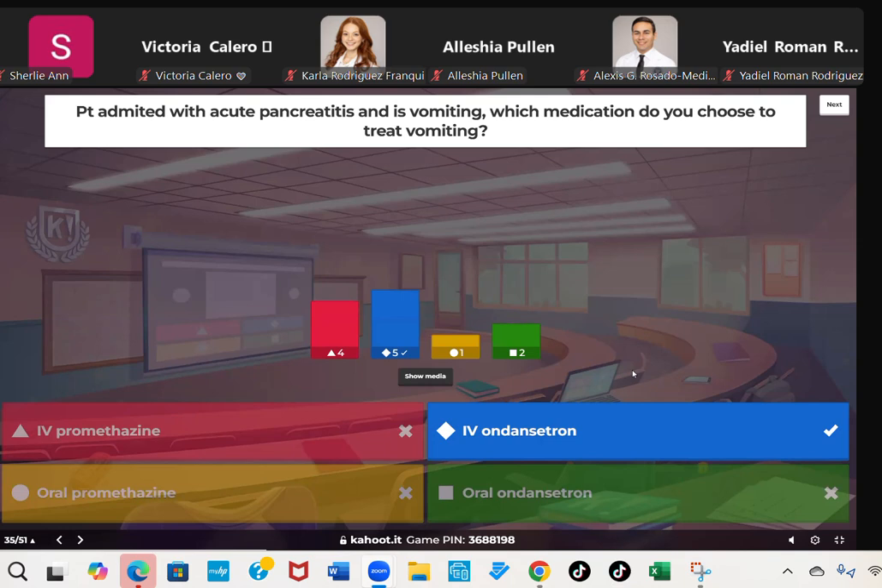All right, we're not going to use IV promethazine unless we are diluting it. We cannot push that into the veins because it will cause extravasation, which is necrosis of the veins and the tissue around it. And so, no bueno. We aren't going to want to choose an oral agent because the patient is actively throwing up. So we will use IV ondansetron.